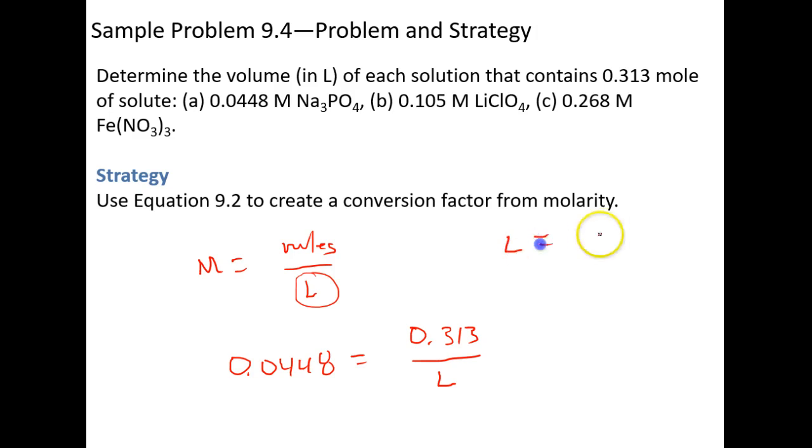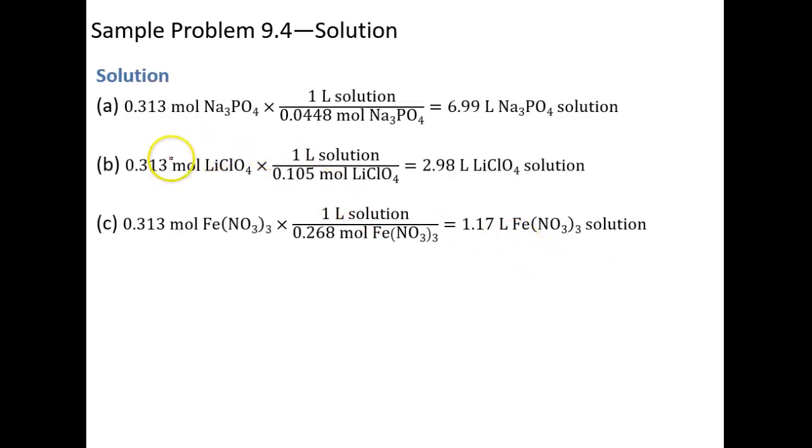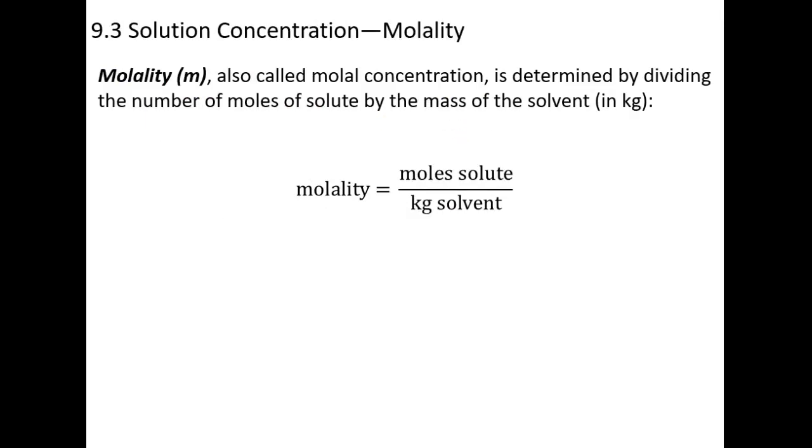So your liters is going to equal 0.313 divided by 0.0448. So 0.313 divided by 0.0448, and you should get 6.99 liters.